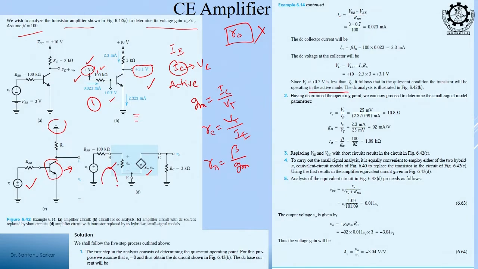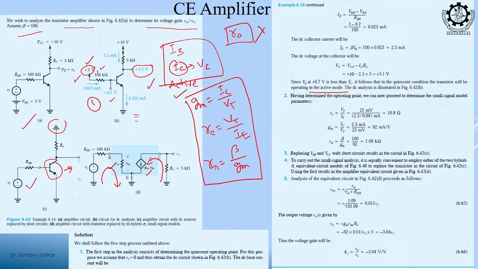Then what is this path? This resistance and this resistance. And what is this path? This current flowing through this resistance. So what are the steps? First you solve the DC equation, find out all the DC branch currents, affirm that it is in active mode, and then you find out all the parameters that will be required in the calculation of the small signal model.